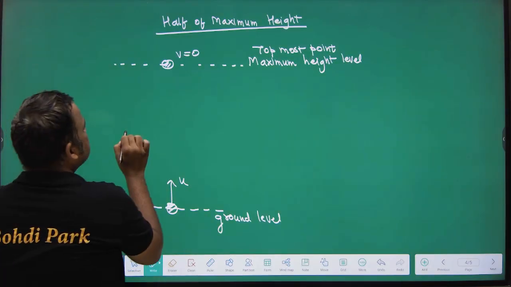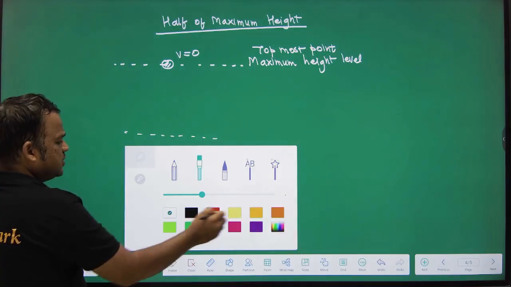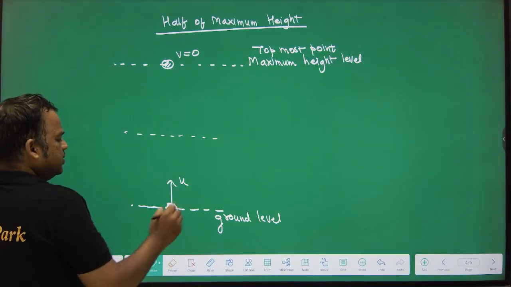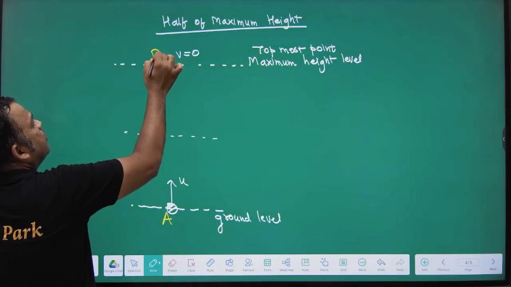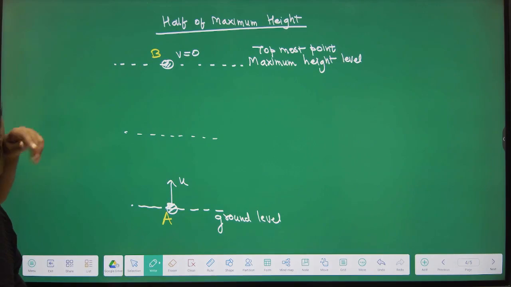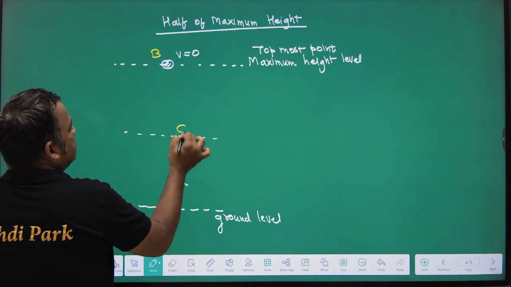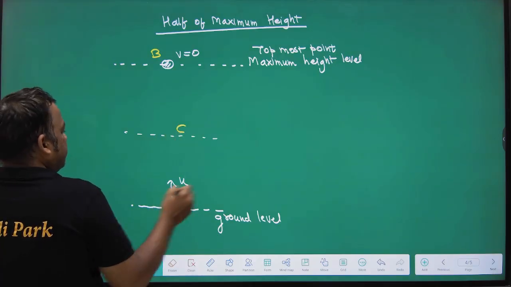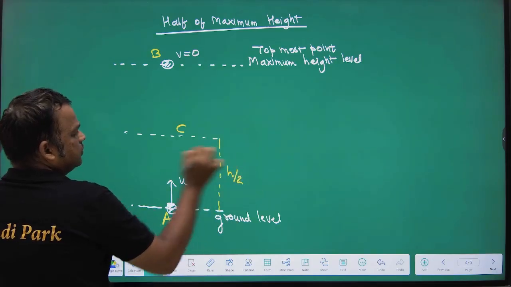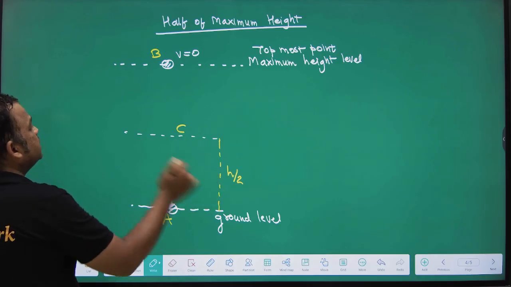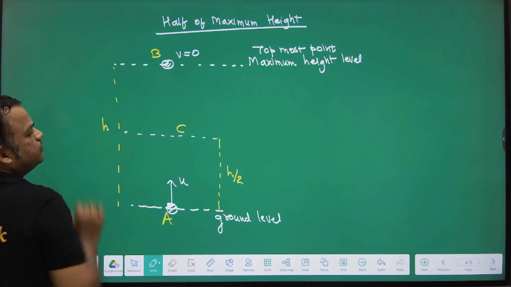Half of maximum height will be midway. So midpoint between these 2 points. For example, if the point of throw or point of projection is A and the topmost point is B, so the midpoint C is the half of maximum height. So half of maximum height is h by 2 and the maximum height is h.